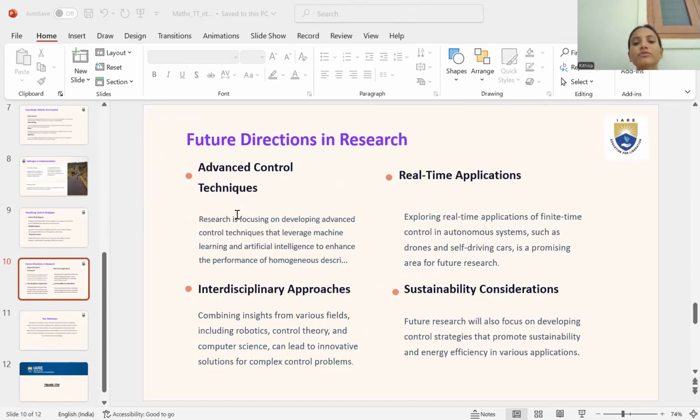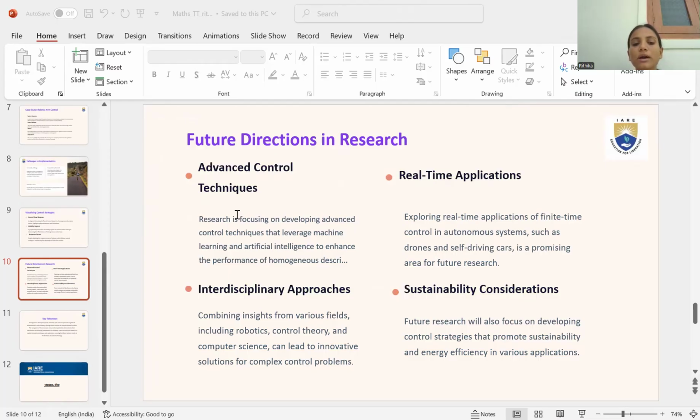Future directions in research. Advanced control techniques. Research is focusing on developing advanced control techniques that leverage machine learning and artificial intelligence to enhance the performance of homogeneous descriptor systems. Real-time applications. Exploring real-time applications of finite time control in autonomous systems such as drones and self-driving cars is a promising area for future research.